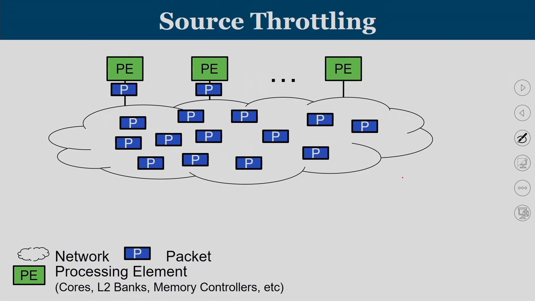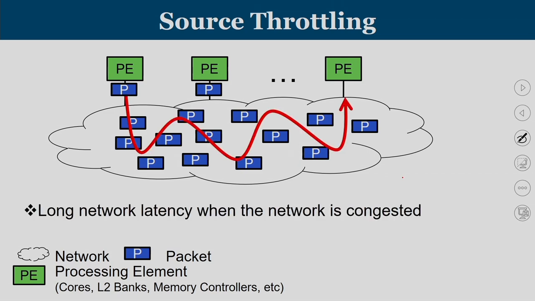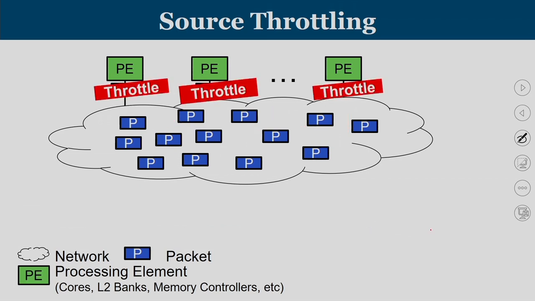So consider a scenario where you have a lot of processing elements and these processing elements generate packets when they encounter cache misses. And let's say there are a lot of packets in the network. This is a logical view of the underlying NoC. When there are too many packets in the network, it is going to have long network latency because the packets are congested. So what we can do is throttle. Throttle means don't allow all the packets to enter into the network.